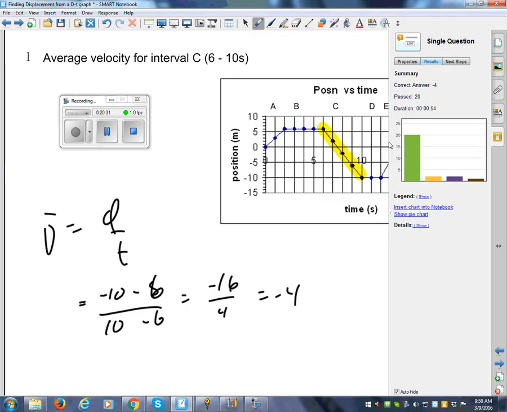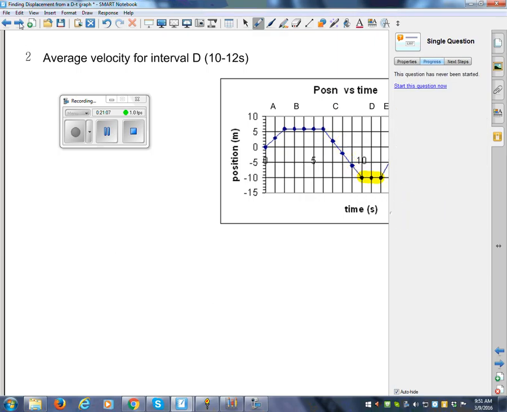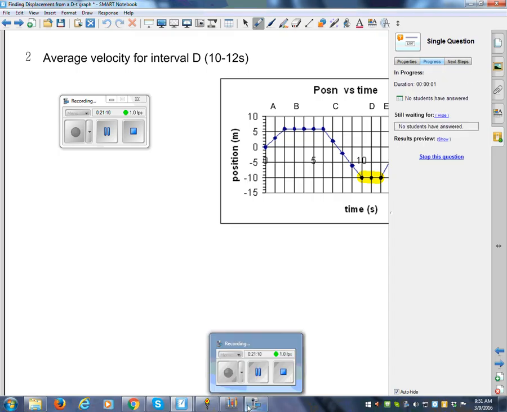Correct answer? -4. That's how long it should take. -4. How come? What's the displacement? It ends up at -10. It started at 6. -10 subtract 6. The d is the displacement. It's the one thing we did before. We started at 6. We go down to -10. That's a displacement of -16. The time is only 4 seconds. 10 minus 6 is 4. 16 over 4 is -4. Go. Literally 3 seconds, you guys.